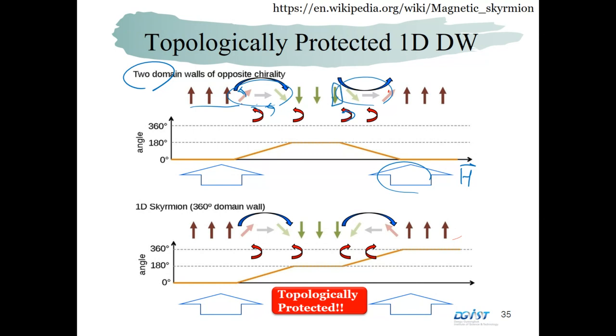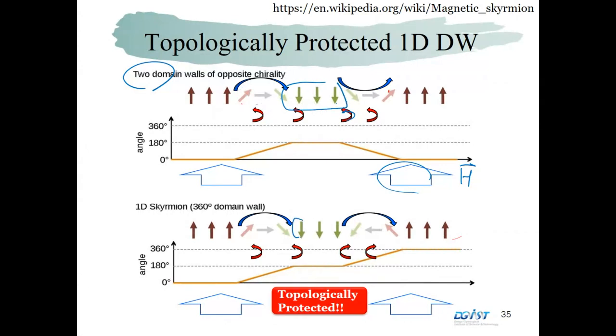Let's focus on these two spins. This spin is moving in this direction by this external field, and this spin is moving in this direction. So all these spins are finally pointing up by rotating this way. So they can be easily removed. This domain can be easily removed.